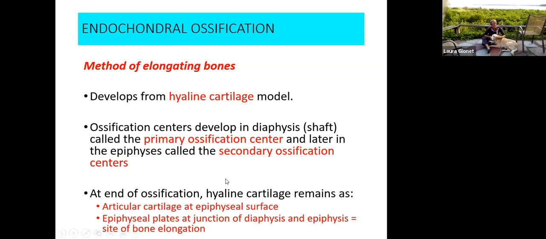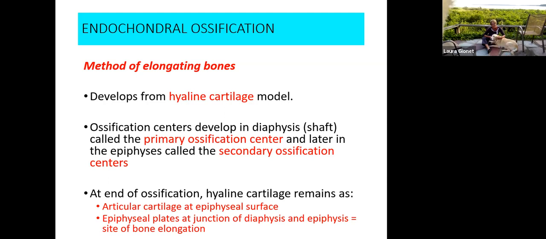After that develops, and the whole structure in the meantime is getting larger and larger, the ends, which ultimately become the epiphyses, go through this same kind of metamorphosis of being hyaline cartilage and being replaced with compact bone and spongy bone. And those are the secondary ossification centers. The primary ossification center becomes the diaphysis of the bone with a medullary cavity. And the secondary ossification centers end up being the epiphyses of the bone with compact bone and spongy bone in the center.